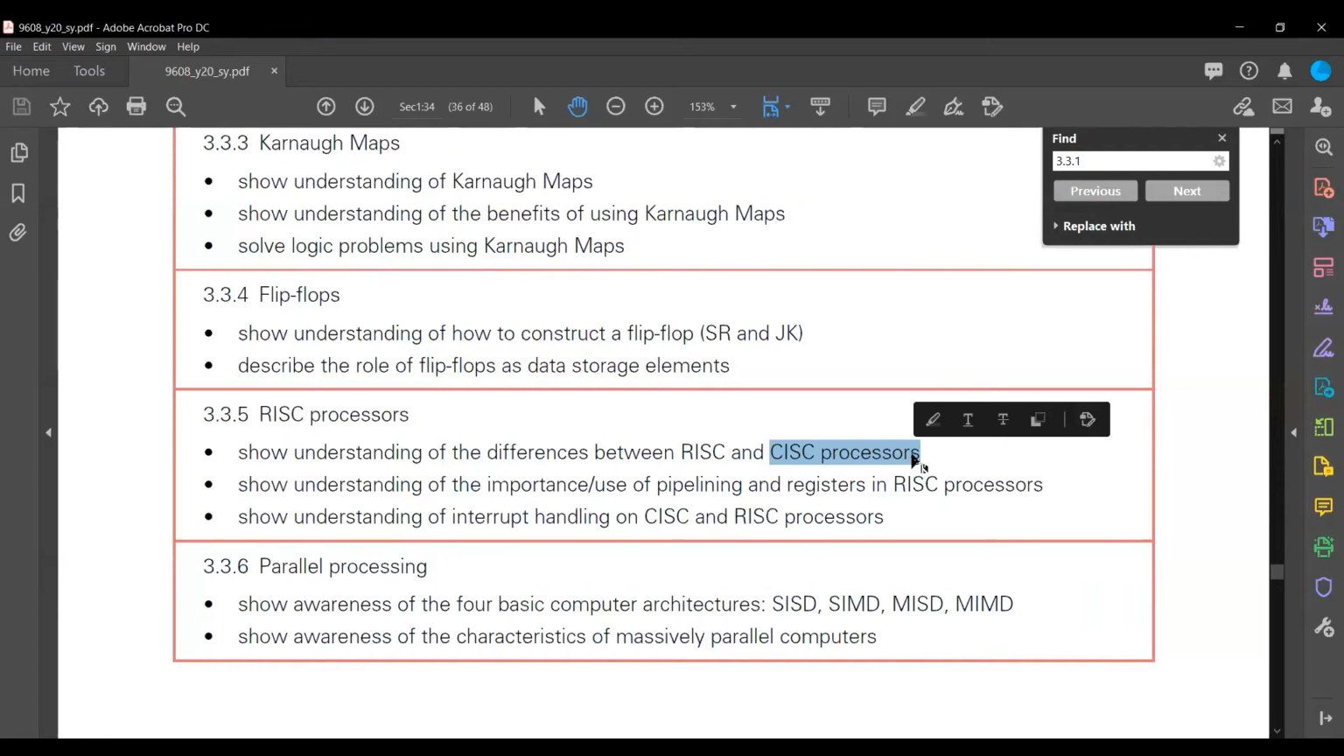Now we will talk about this. Please give me some time. Let me load the instruction set of RISC and CISC to make you understand it.